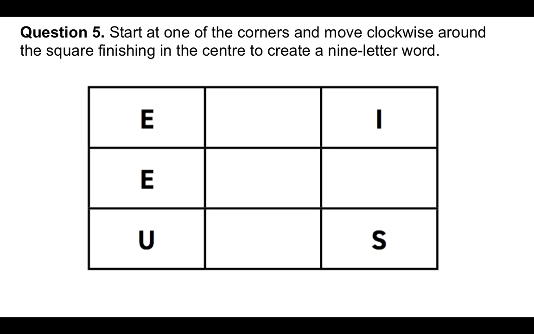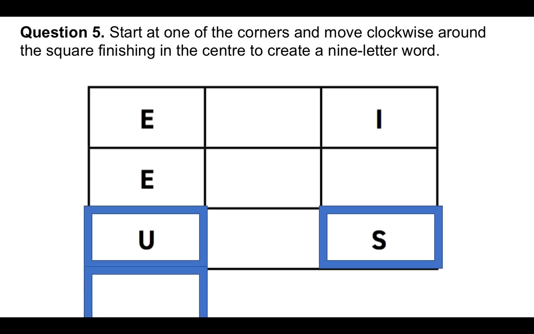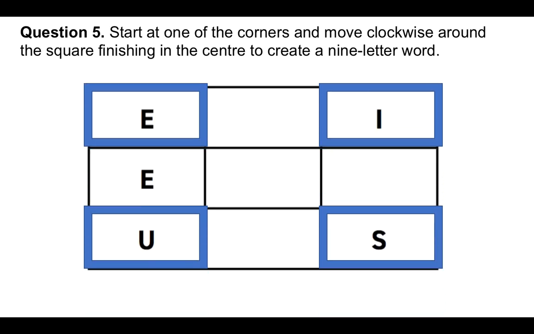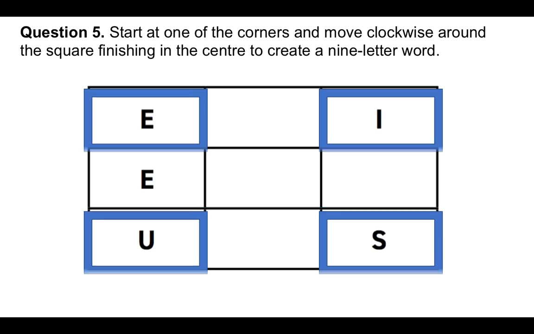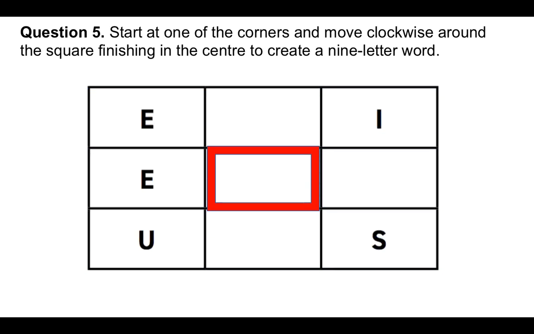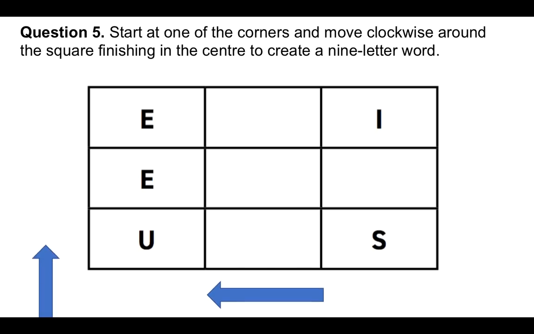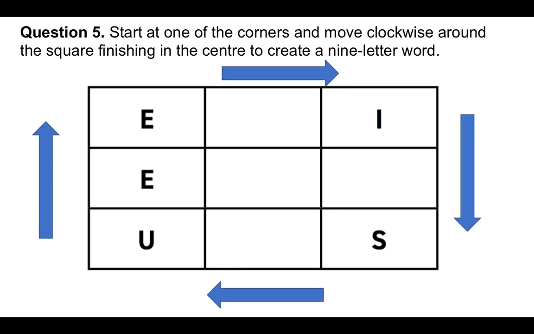Question 5. Start at one of the corners and move clockwise around the square, finishing in the centre to create a 9-letter word. Okay, so that means that we can start at either one of these corners. That would be the first letter, and we have to decide which corner we start at. And we have to finish in the centre, so the final letter of the 9-letter word finishes in the centre. And also, we have to move clockwise around the sequence.